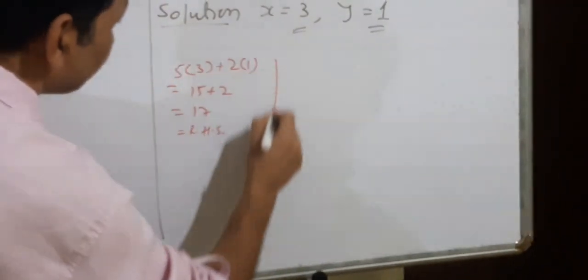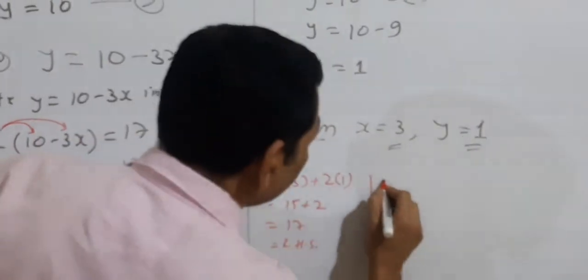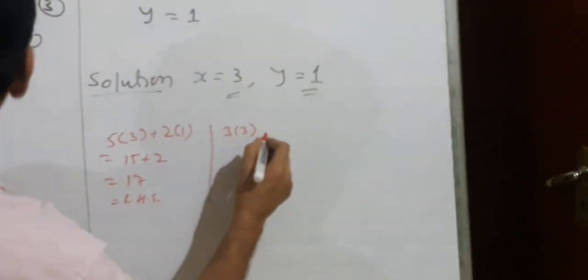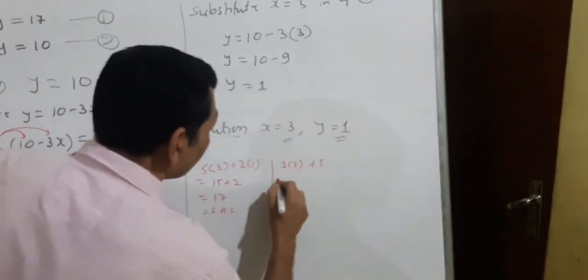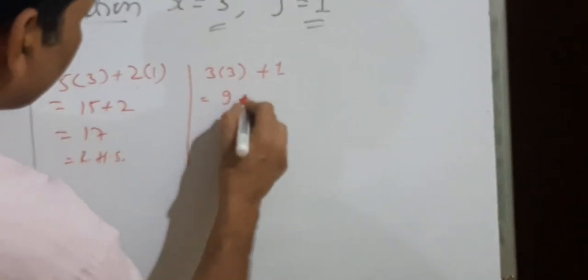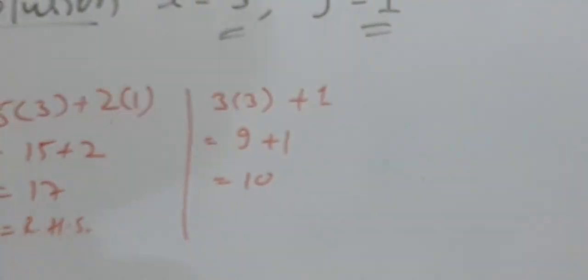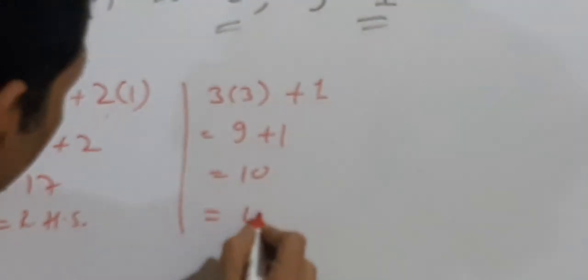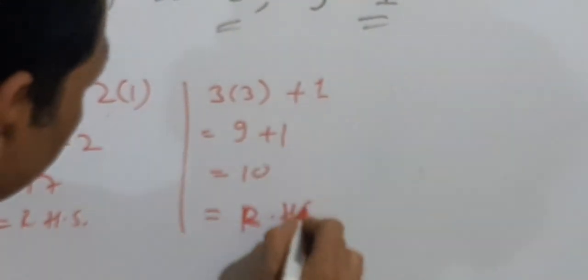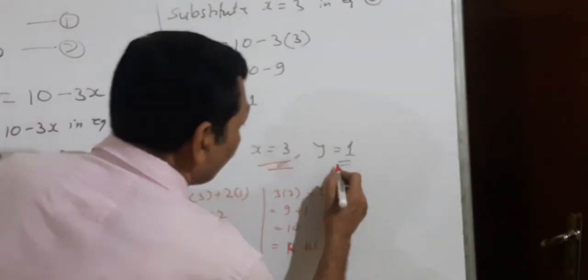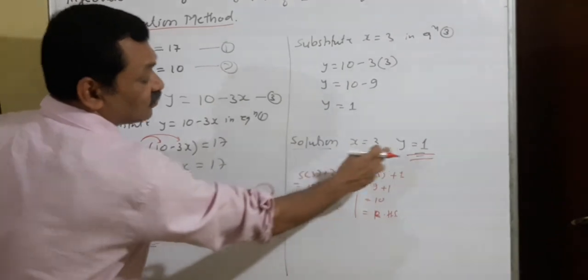We will check with the second equation. Here 3 into 3 plus y is 1. So this will give us 3 into 3 is 9 plus 1 is equal to 10. Here 10 is equal on left and right hand side. So left hand side is equal to right hand side. So this x is equal to 3, y is equal to 1 satisfies both these equations, and therefore the solution is x is equal to 3 and y is equal to 1.